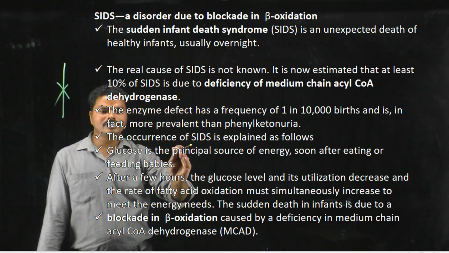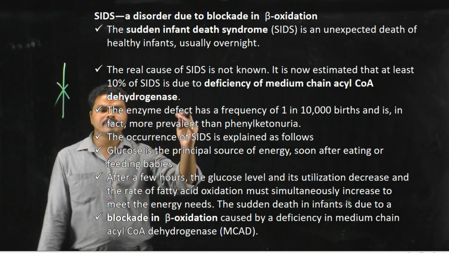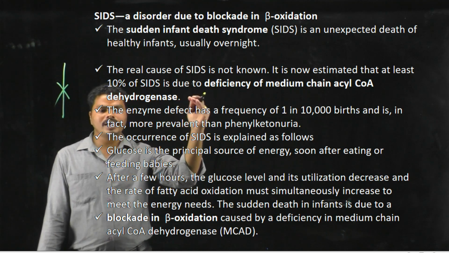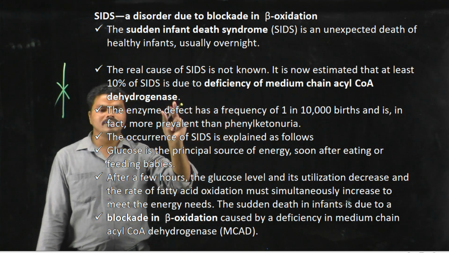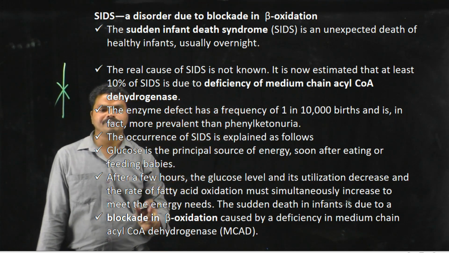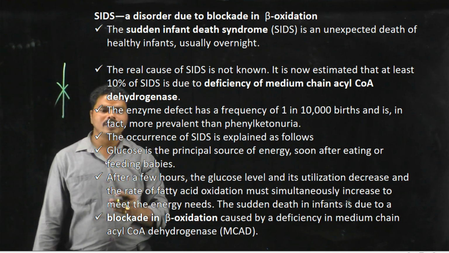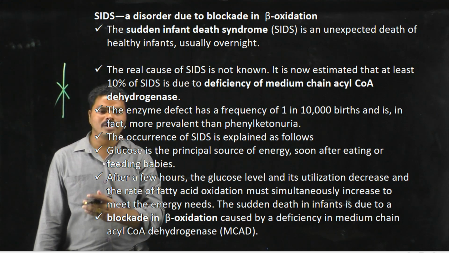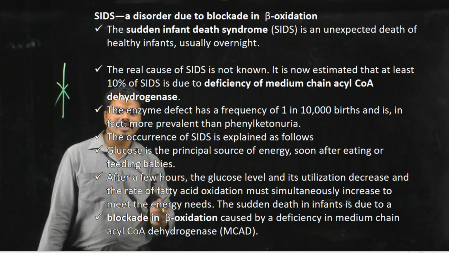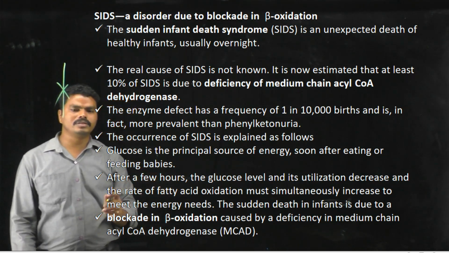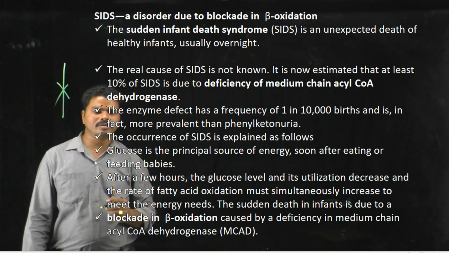In case of babies, medium chain fatty acids are converted into trans-enoyl CoA by the enzyme medium chain acyl CoA dehydrogenase. When this deficiency occurs in the babies, the beta oxidation will be blocked. Thereby energy is not produced for the baby, and that may lead to sudden death. That is what happens in case of SIDS. This disorder occurs in only one baby out of 10,000 births.